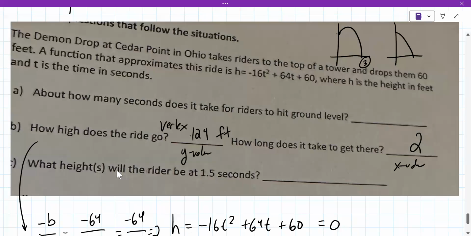So for part C, it's asking you to determine the height the rider will be at 1.5 seconds. So you're going to put 1.5 into this equation. So you got to do the same thing again. 120. Yes. Feet. Yep.